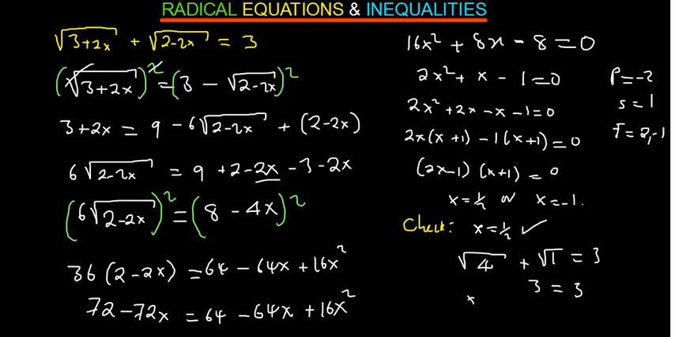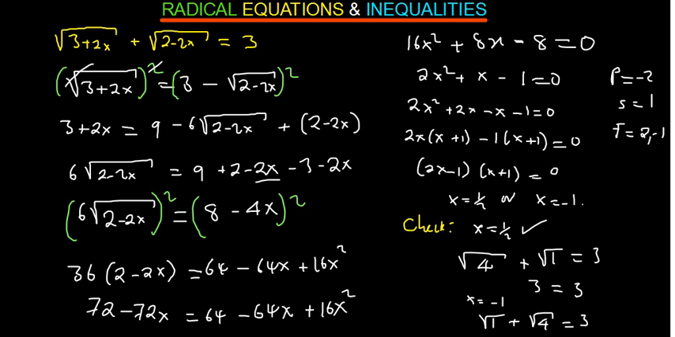And let's check x is equal to negative 1. You come and put here negative 1. So 2 times negative 1 is negative 2. 3 minus 2 is a 1. So this will give us square root of 1. Okay. Plus, we put negative 1 here. 2 times negative 1 is a positive 2. So that will be positive 2 plus 2, which is a 4. That is going to be square root of 4.